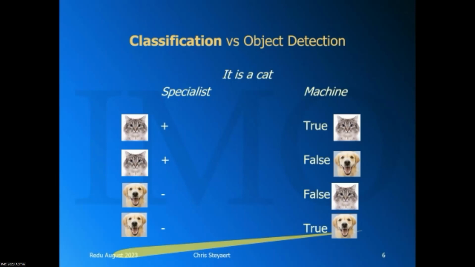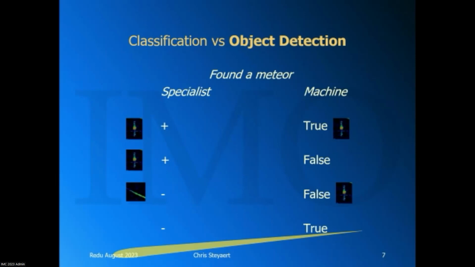What's the link with our meteor detection? That was classification. This is object detection. So you're not given something, you have to look it up and see if it fits. All right. I say it's a meteor, the machine says a meteor. That's what we want. I say a meteor, and the thing finds nothing. Yeah, well, not good. We lost it.